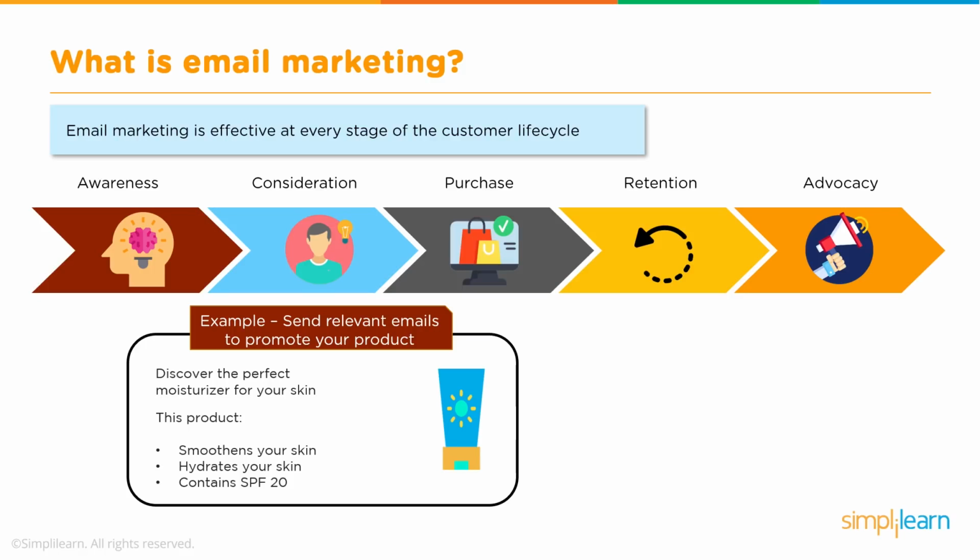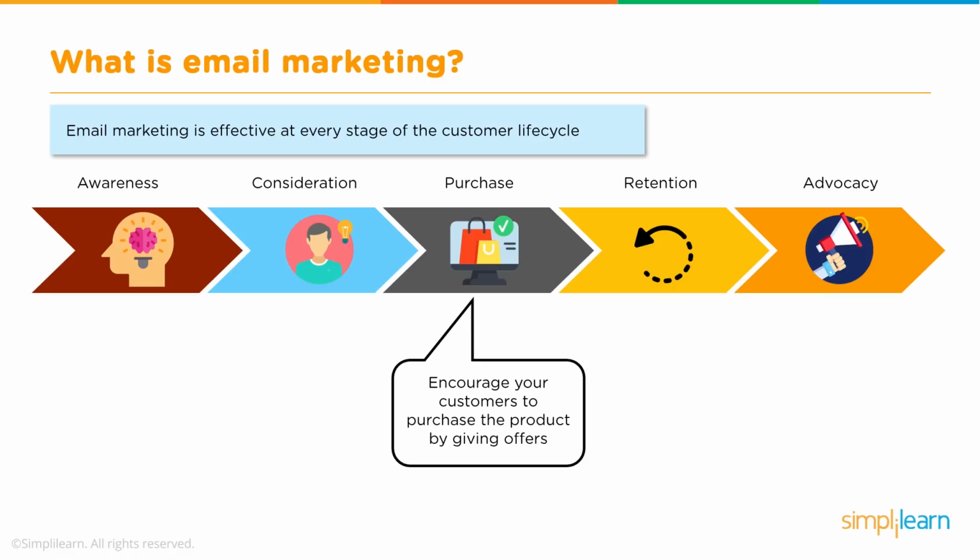We can send a relevant email to promote our product. Discover that perfect skin moisturizer. Smooths, hydrates, and contains SPF 20. So we've got the perfect product for that person who's further along the funnel and really is ready to purchase that product. We can hit that person up with the perfect messaging.